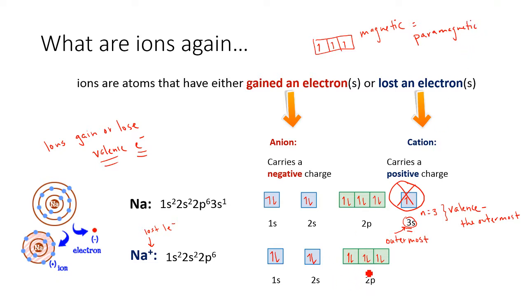If I look down here at sodium ion, I have an up paired with a down, an up paired with a down, all the way down the line. There are no unpaired electrons. This is not magnetic. We call not magnetic, for reasons that are very confusing, diamagnetic. Paramagnetic means magnetic, diamagnetic means not magnetic.